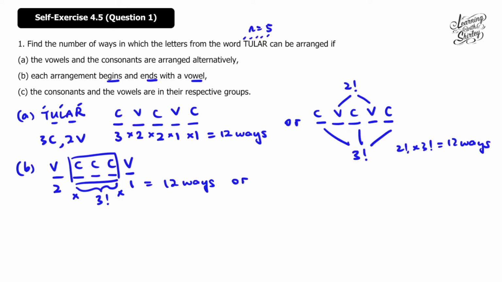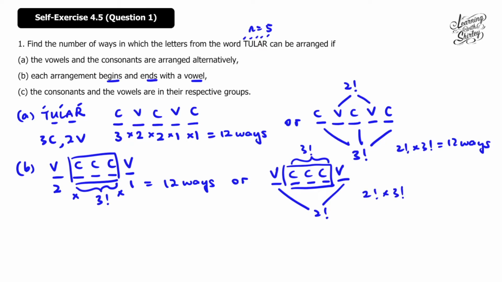Or we can also use another alternative way whereby I'm going to draw 5 spaces, and then we have the V at the beginning and V at the end, and then C, C, C. Consonant, consonant, consonant. So these 2 V's can be arranged in 2 factorial ways, whereas these C's will be 3 factorial ways. So therefore, the number of ways will be 2 factorial times 3 factorial, which is equals to 12 ways. So either way can be used for exam.